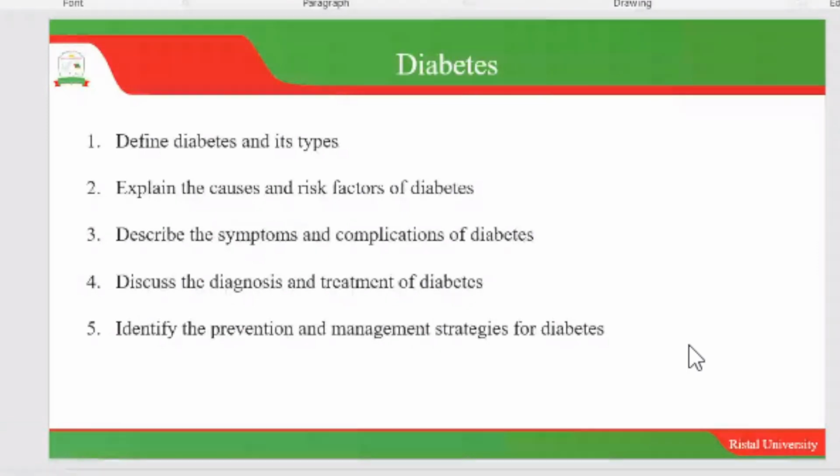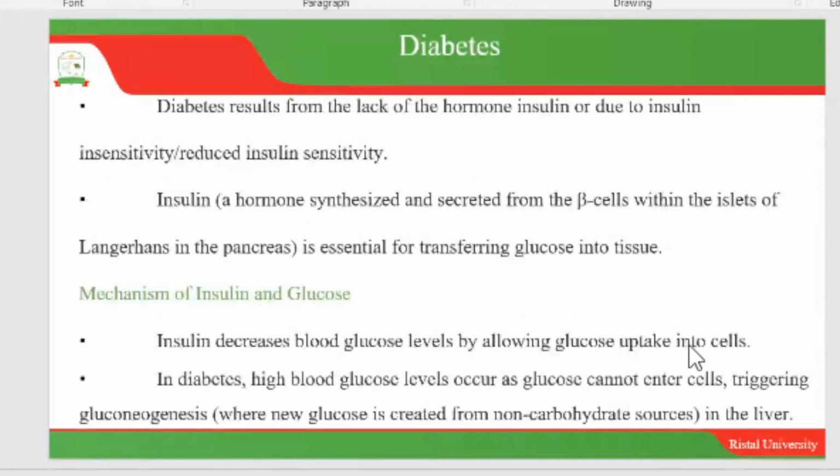So when we talk about diabetes, mainly diabetes results from the lack of the hormone which we all know as insulin. And this is due to the fact that the body cells become insensitive to insulin, or the sensitivity is reduced, and as a result, the insulin will not be able to facilitate the uptake of the glucose into the tissues.